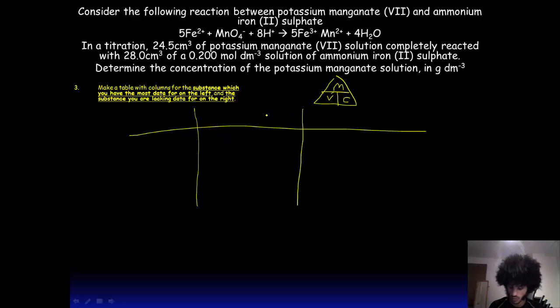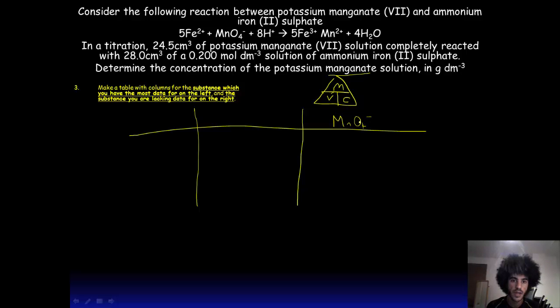I have to think about what I've got data for and what I want to find out. What I want to find out is the concentration of the potassium manganate solution. This is where you have to start reading through the question. I can see manganate solution. If I look back to my reactant, this is my manganate ion. So the information I want to find out is about the manganate ion, so I'm going to put it here.